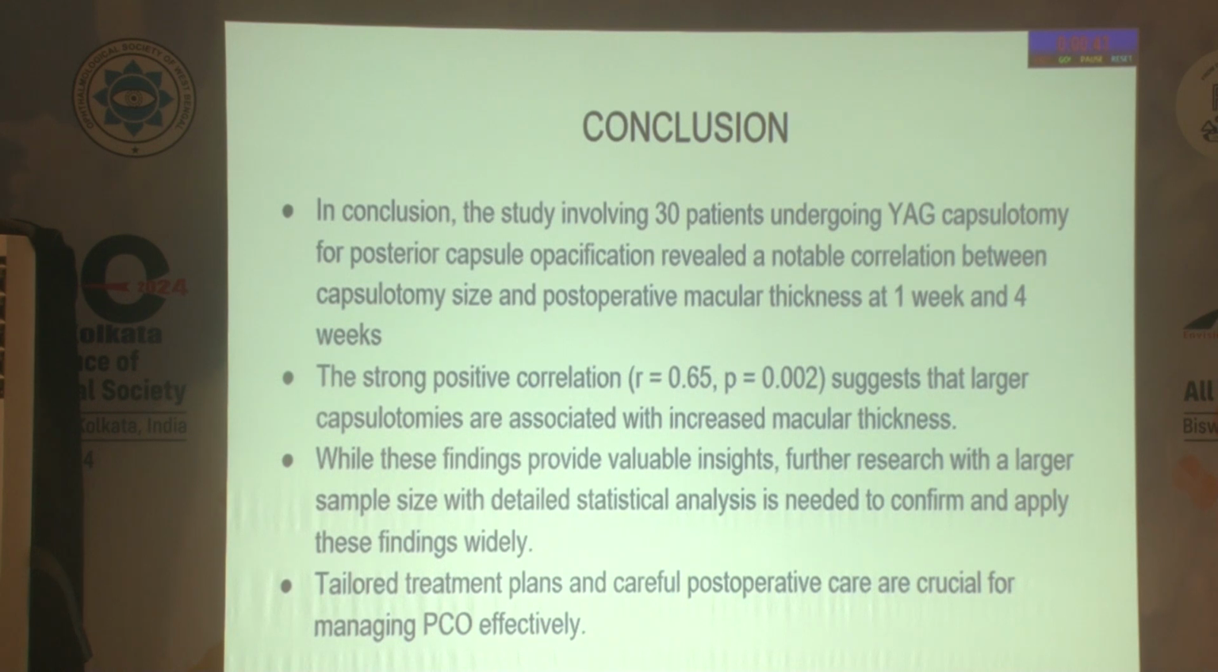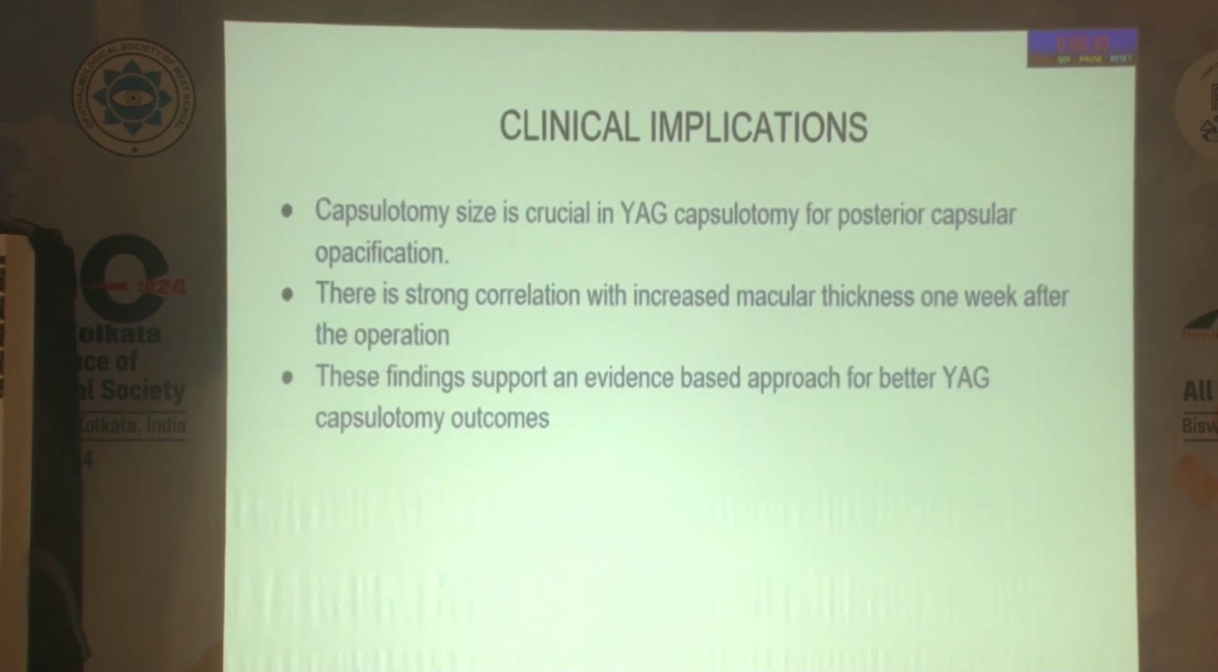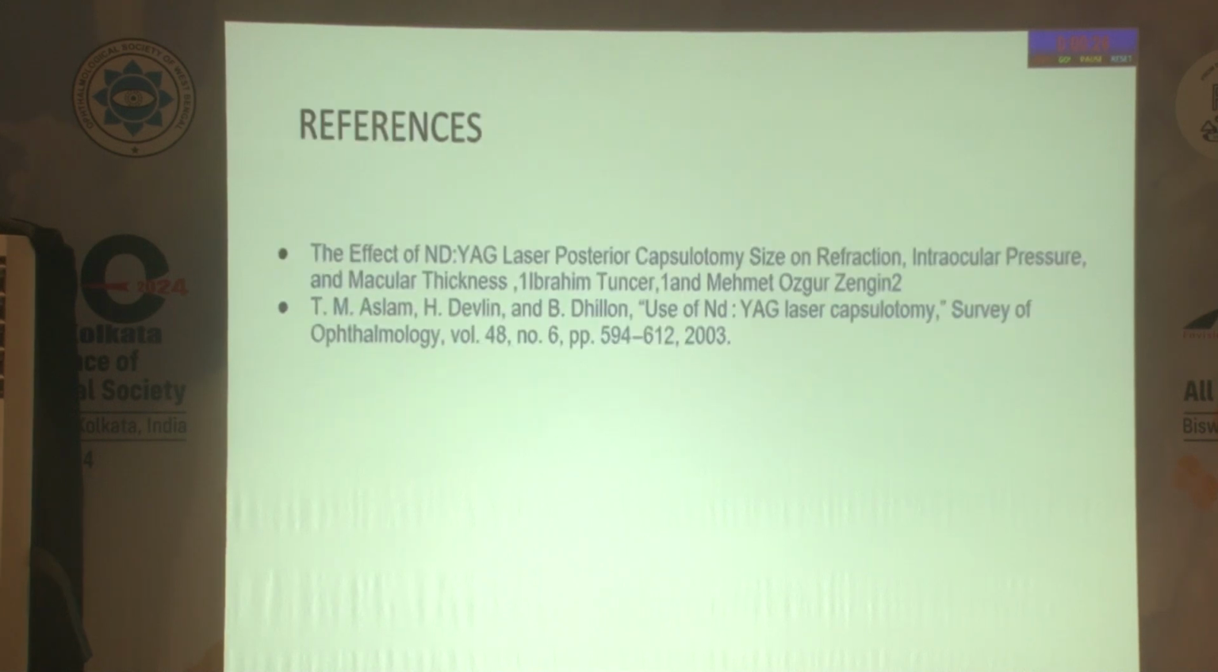The conclusion: there is a strong positive correlation suggesting that larger capsulotomy sizes are associated with increased macular thickness. So capsulotomy size is crucial in YAG capsulotomy for posterior capsular opacification, and there is a strong correlation in the increased macular thickness 1 week after the laser. These findings support an evidence-based approach for better YAG capsulotomy outcomes. These are my references. Thank you.